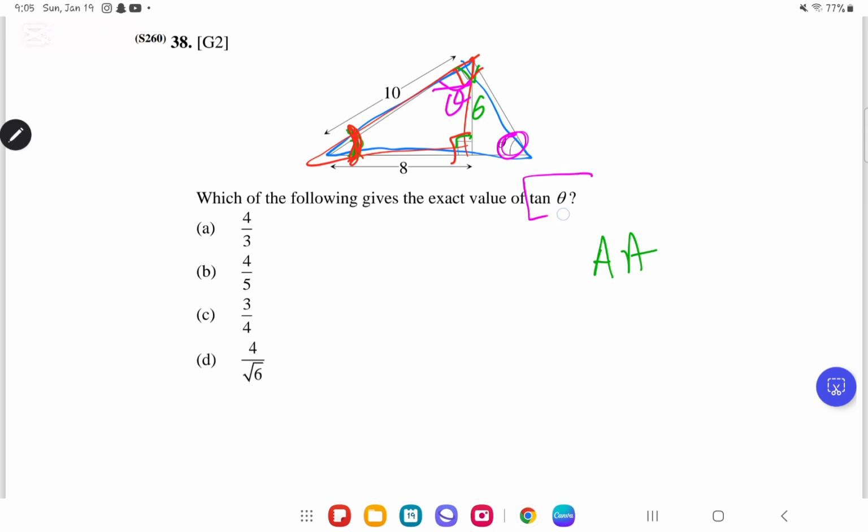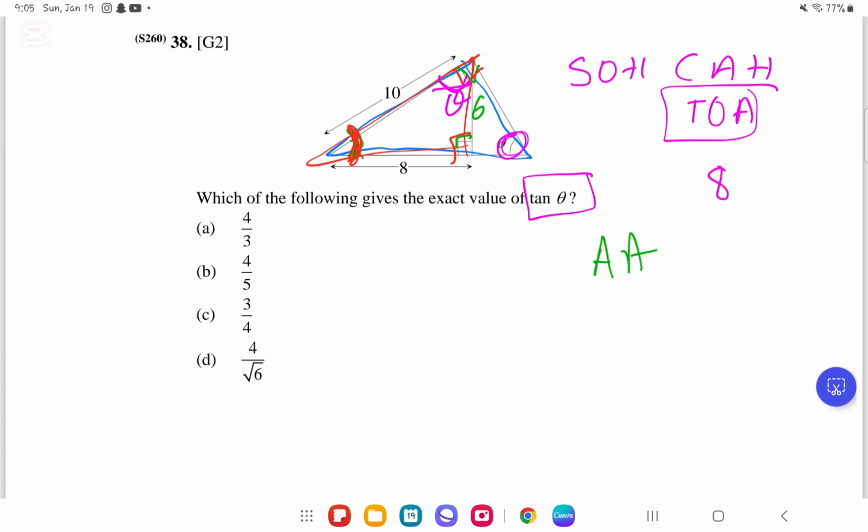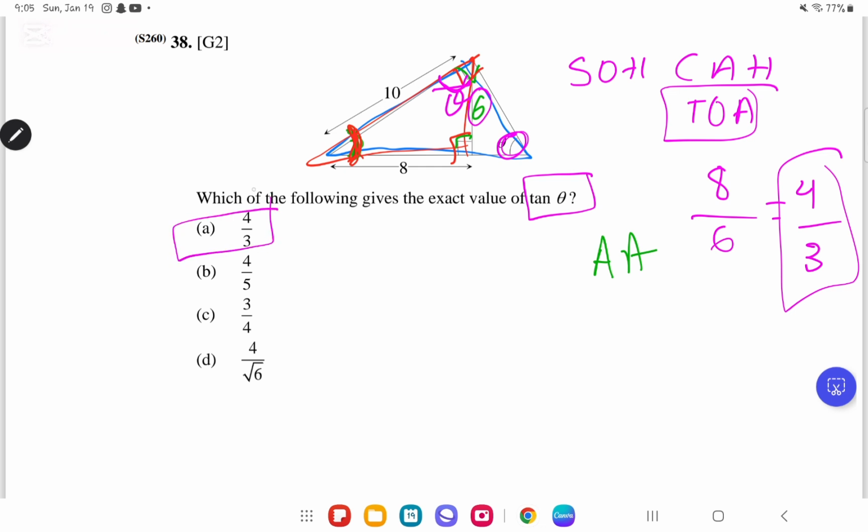And I need the value of tangent theta. We know that it is TOA. So tangent is the opposite of this angle, which is 8, over the adjacent of this angle, which is 6. 8 over 6, simplify it, it is 4 over 3. So very simply, the answer is A, which is 4 over 3.